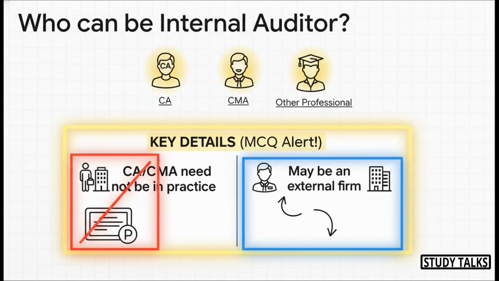Well, it can be a chartered accountant, a cost accountant, or really any other professional the board thinks is up to the task. But here's the juicy detail that ICAI loves to use for tricky MCQs. Ready? The CA or CMA does not have to be a practicing one. And the internal auditor can be an employee, or it can be an outside firm. This flexibility is exactly what ICAI uses to try and trip you up, so remember it.